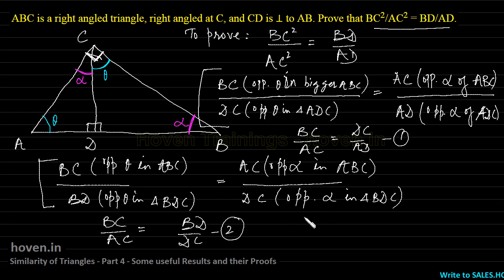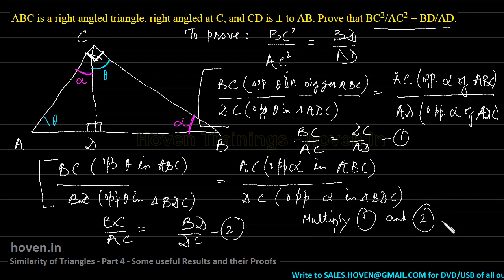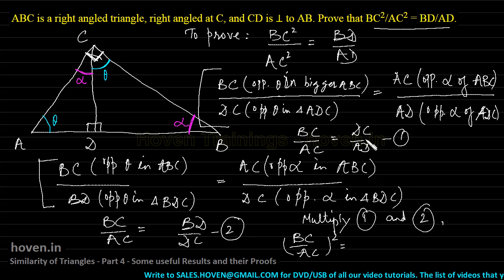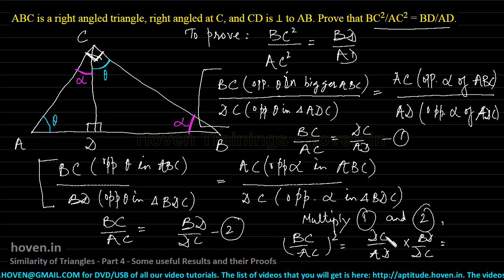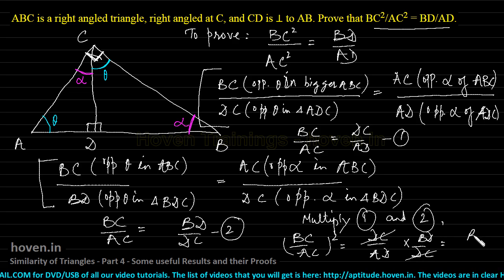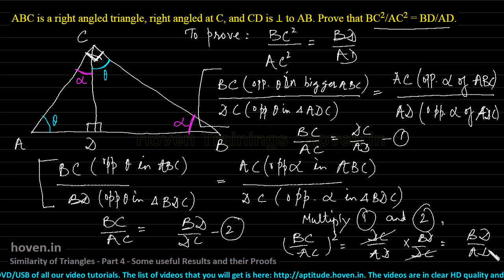Let us multiply 1 and 2. So what do we get? BC by AC whole square is equal to DC by AD multiplied by BD by DC. So this we can cancel off, which will be BD by AD. So this is what we wanted to prove, and it has been proved.